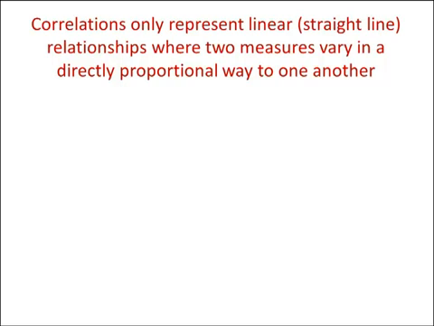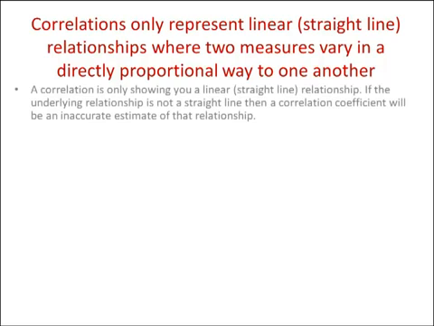Another key issue that I've already touched upon is the fact that correlations only represent linear relationships, which is where the two measures vary in a directly proportional way to one another, as in a straight line relationship. If your underlying relationship is not a straight line, if it's some sort of curvy, wibbly wobbly thing, then the correlation coefficient will be a poor estimate for that relationship. In fact, it might even tell you that there's no relationship there when there in fact is.